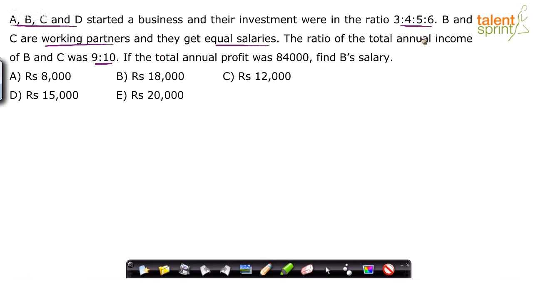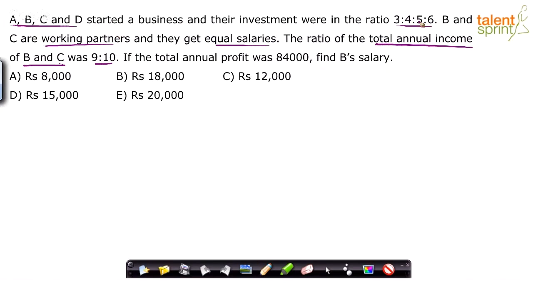Now understand, ratio of what? Total annual income. What do you mean by income? Income in this case would be what? See, he's talking about B and C. B and C earn in two ways. One is they will earn because they have invested in the business. They have invested in the ratio of 3:4:5:6, right?